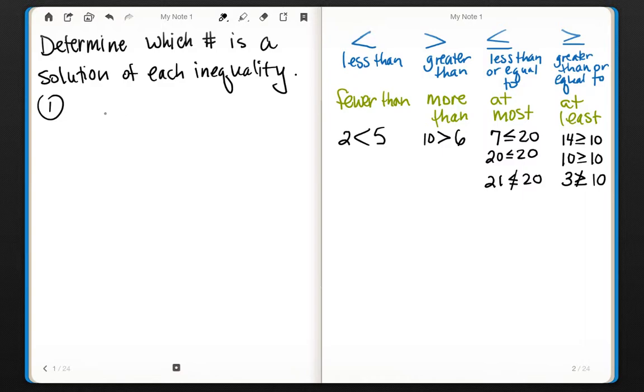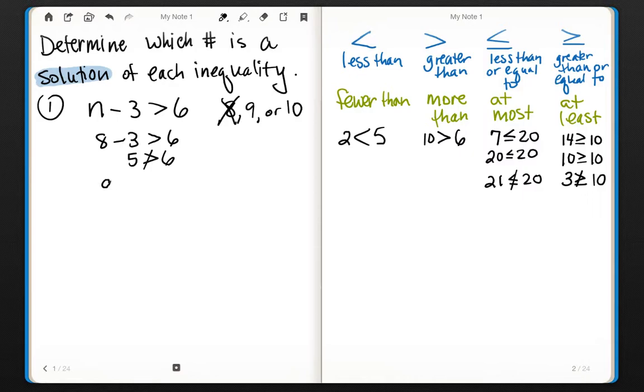So let's try n minus 3 is greater than 6. And they're going to give you some values for n. I want you to see if 8, 9, or 10 make that inequality true. If it makes it true, then it's a solution. So let's try 8. If we put in 8 minus 3, let's see what we get. 8 minus 3 is 5. Is 5 greater than 6? No. So 8 is not a solution.